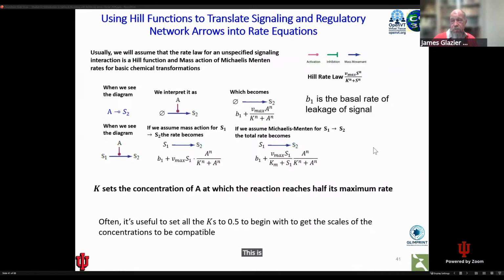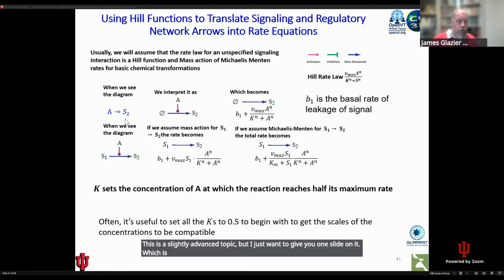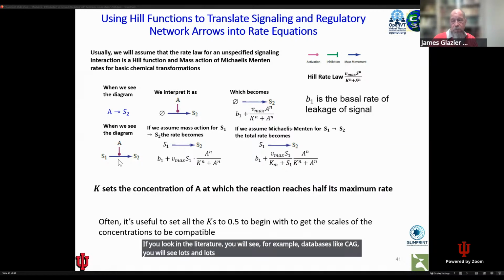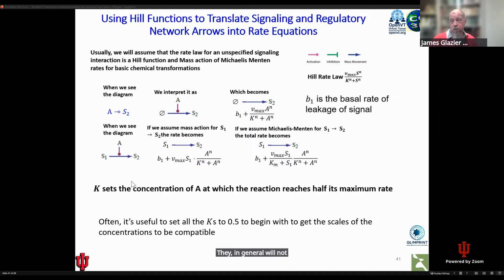This is a slightly advanced topic, but I just want to give you one slide on it. If you look in the literature, you will see databases like KEGG, you will see lots and lots of diagrams that look like these arrow diagrams. They, in general, will not have functional forms for the reaction rates, and they very often won't have parameter values either. It's possible in a completely mechanical way to translate a statement like A promotes S2, or A promotes the production of S2 from S1, into a rate law.